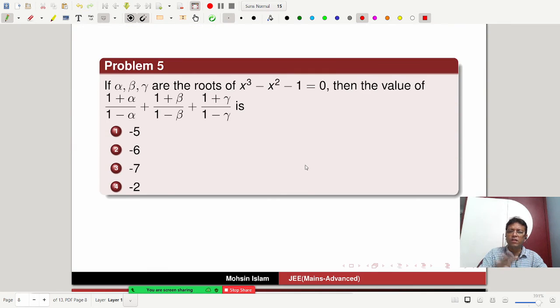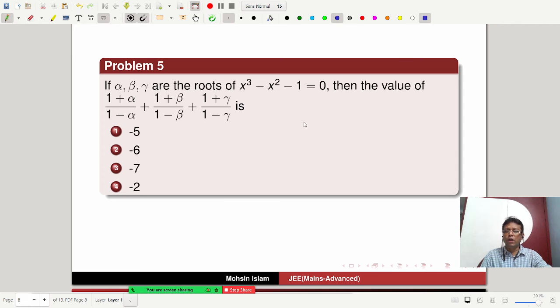Next problem. This is also a very important problem. If alpha, beta, gamma are the roots of the equation x cubed minus x squared minus 1 equal to 0, then the value of (1 plus alpha)/(1 minus alpha) plus (1 plus beta)/(1 minus beta) plus (1 plus gamma)/(1 minus gamma) is minus 5, minus 6, minus 7, or minus 2. You have to choose the option.